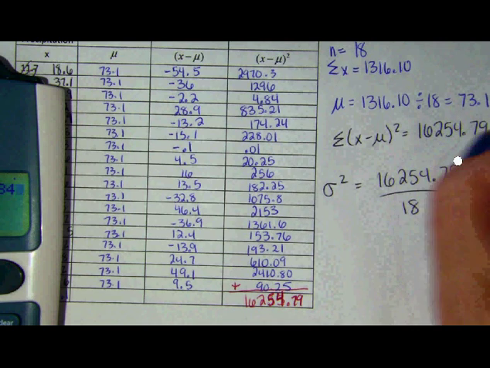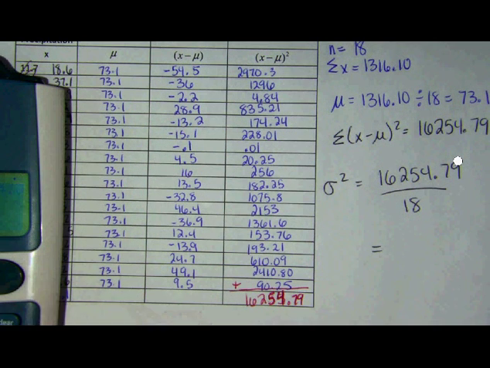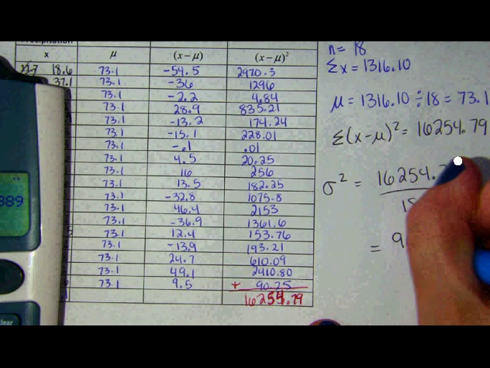So for the variance, guys, we divide that by 18, and we get 903.04.